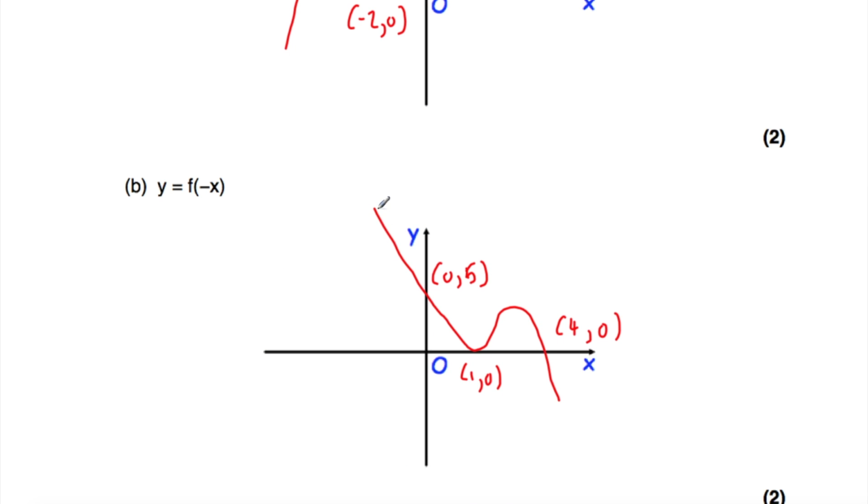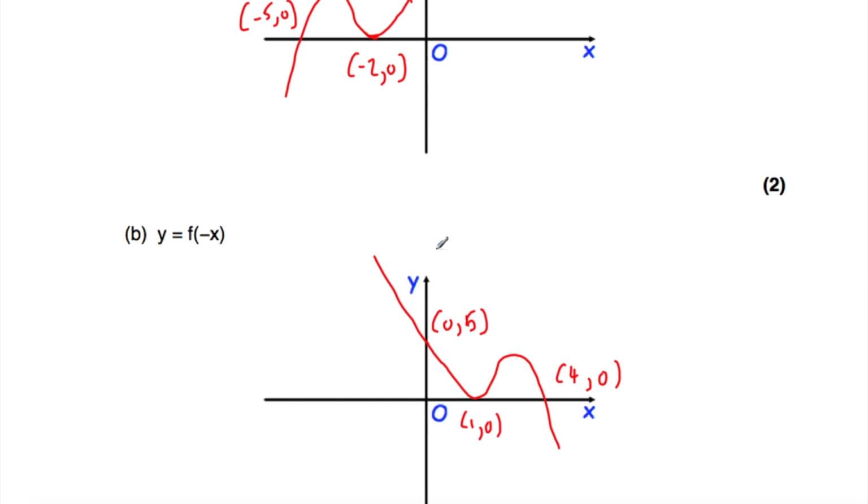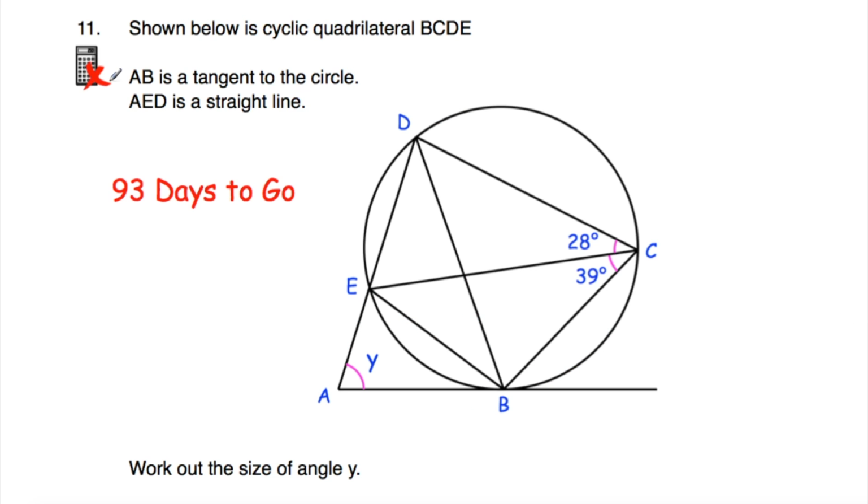So as you can see now, the graph looks like this, where it's coming down. It passes through 0, 5, so it still passes through that point. It goes down and touches 1, 0, comes up, and then goes through 4, 0. So it looks like that. So it's reflected in the y-axis. And if you got that, well done. Okay, let's have a look at question number 11.